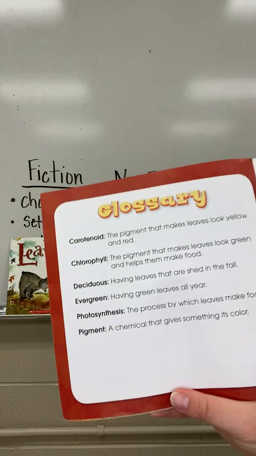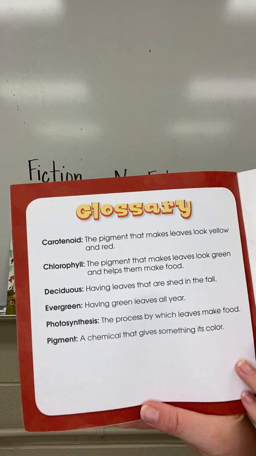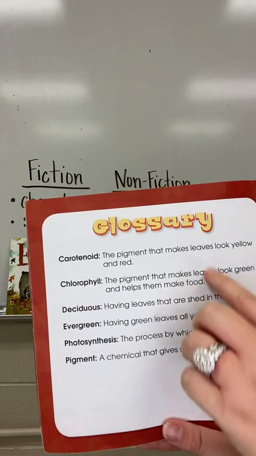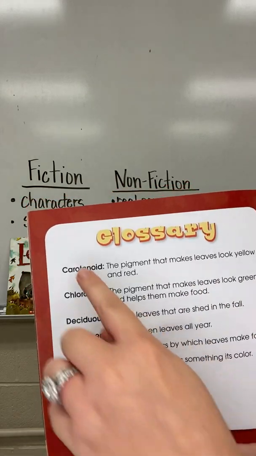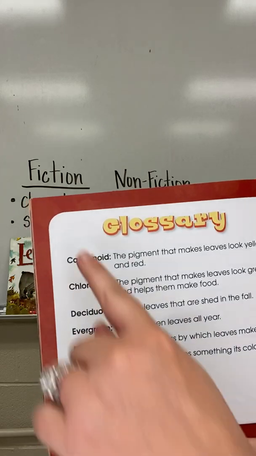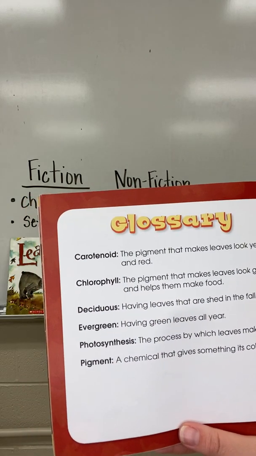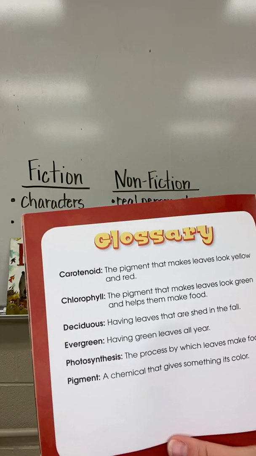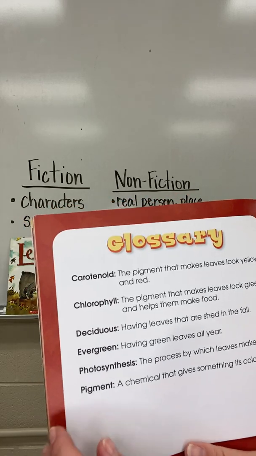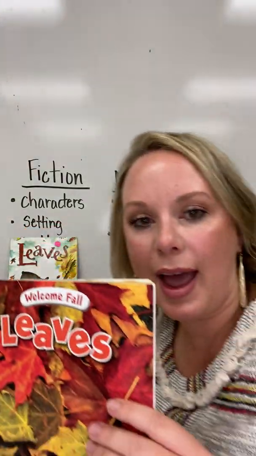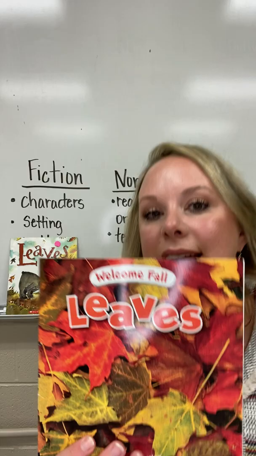And at the end of our book, we have a glossary. Remember, I told you last week that a glossary gives us the definitions of those important words that the author bolded. These are key words. The author wants us to know that they are important and they better help us understand the book. I hope you enjoyed our book about leaves.